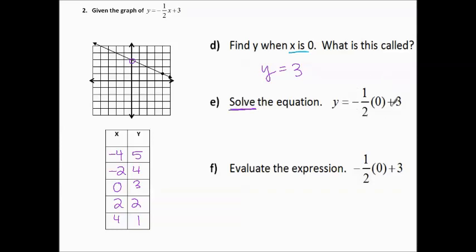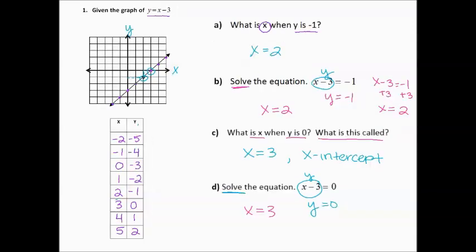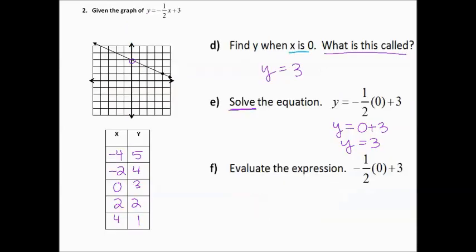So I can solve this. Y equals, remember that 0 times any number is 0. So I have 0 plus 3. Y equals 3. That matches. Oh, we did not answer our question here. What is this called when x is 0? Well, when y was 0, this was our x-intercept. So when x is 0, if you see where this point is sitting, it's on my y-axis. That is my y-intercept.